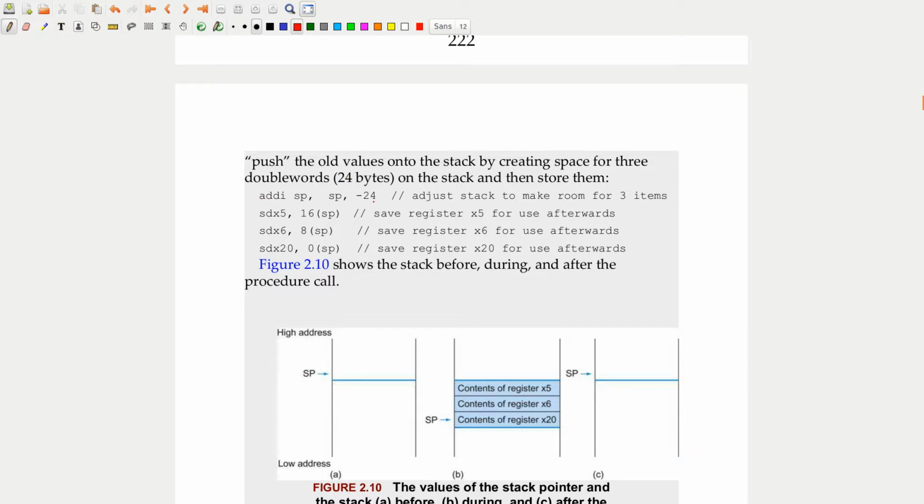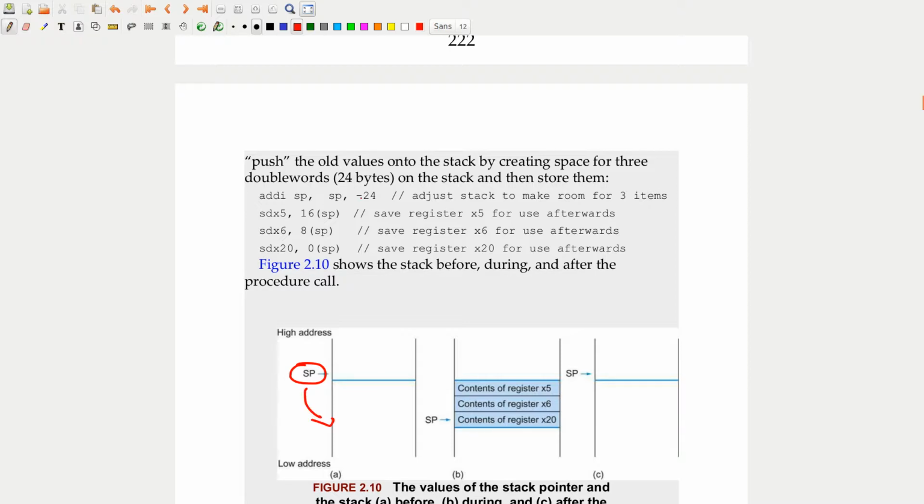So let's look at the first instruction. Say we have 3 double words that we want to make space for on the stack. What we're going to do is first make space. So we take the stack pointer, which points to the top of the stack. Then the next thing we do is decrement it by 24, so we move it down by 24.